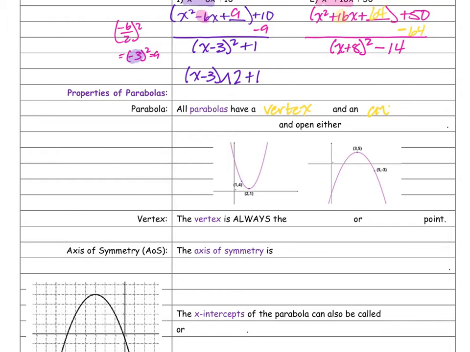an axis of symmetry, and open either up or down. Okay.